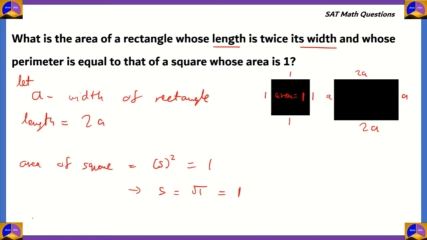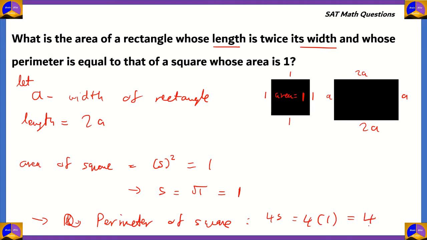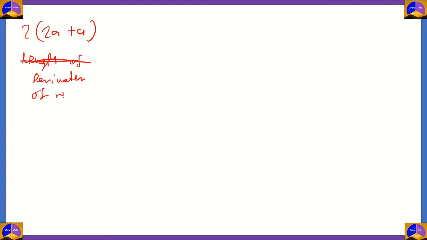Then we can calculate the perimeter of that same square. So the perimeter of the square is 4 times s, which in this case is 4 times 1, which is equal to 4. So since the perimeter of the square is equal to the perimeter of the rectangle, we will write 2a plus a times 2, which is the formula for the perimeter of the rectangle, and that is equal to 4.